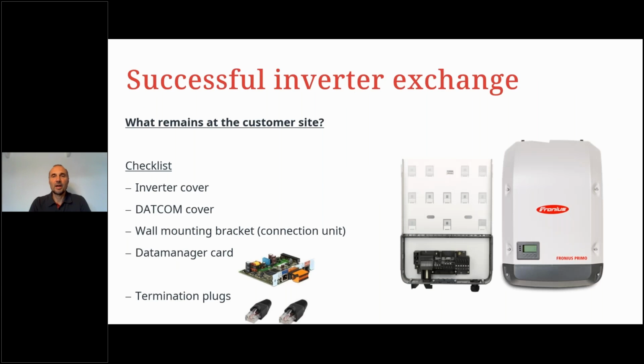So when you have exchanged the inverter, what remains at the customer? The wall mounting plate remains at the customer on the wall, of course, with the cabling. So you don't need to take off the cabling here. Second, the inverter covers, both covers, the .com cover, the dark gray cover, the wall mounting bracket, as I said, the data manager card, probably if it's not a light inverter, and the termination plugs. So this will stay at the customer and will not be exchanged.